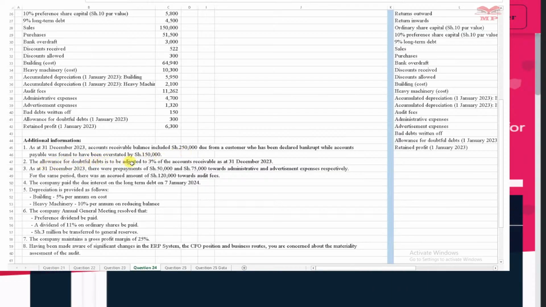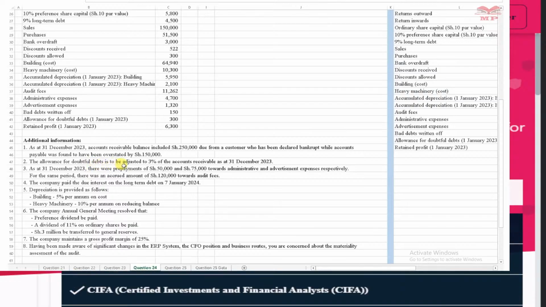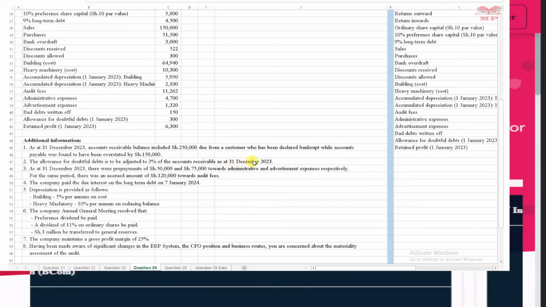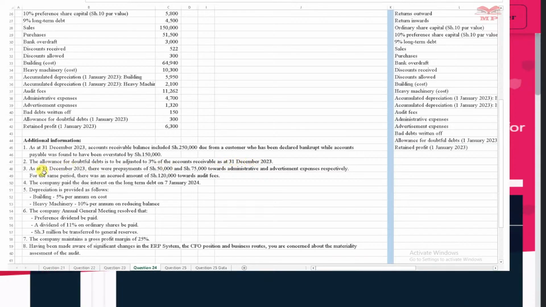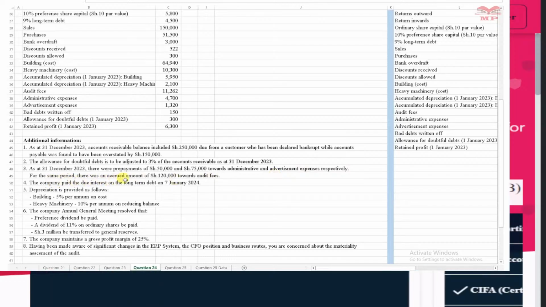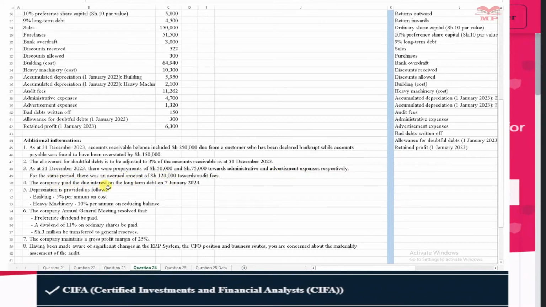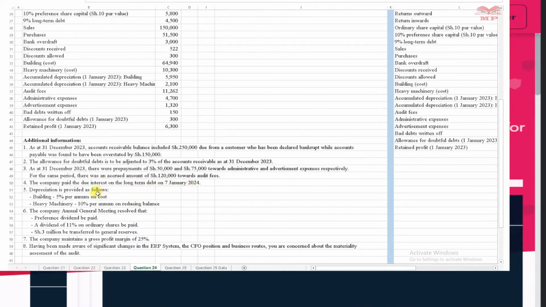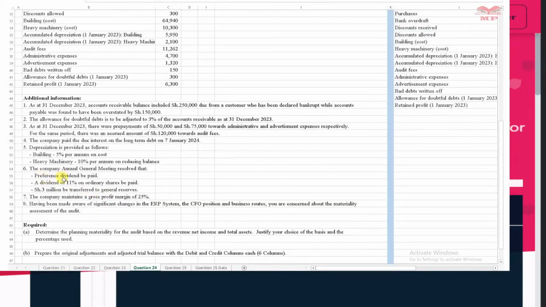So allowance for doubtful debts will be 3%. Allowance for doubtful debts is to be adjusted to 3% of accounts receivable as at 31st December 2023. So 31st December, we had prepayments of 50 and 75. That's okay. Advertisement expenses. For the same period, accrued amount was 120,000. The company paid due interest on long-term debt of 7th January 2024. Depreciation is given to us there. This is a preference dividends. The company maintains a gross profit margin of 25%.